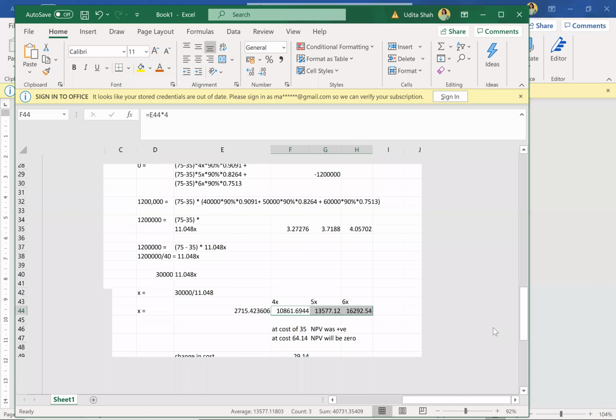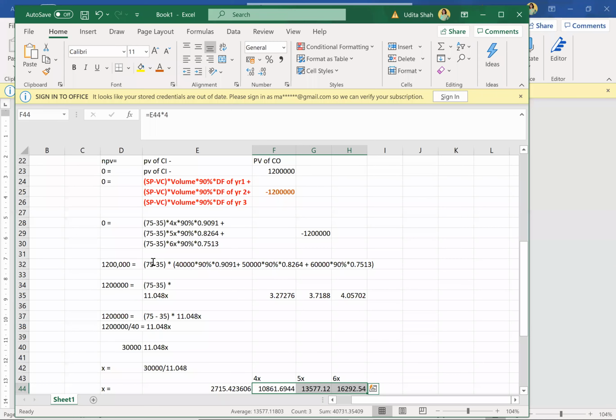So if you understood this, instead of 40, we have taken 4x, instead of 50, we have taken 5x, and instead of 60, we have taken 6x. In short, we have just divided by 10,000 and added the x. So once you formulate for one element, you can use the same equation for other elements as well. It will make your job easy.